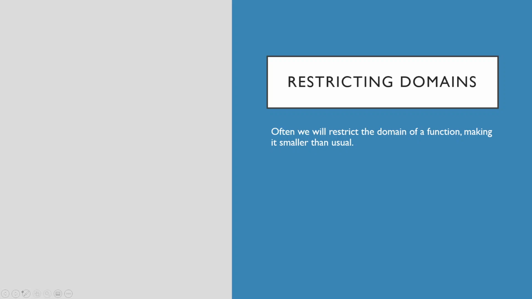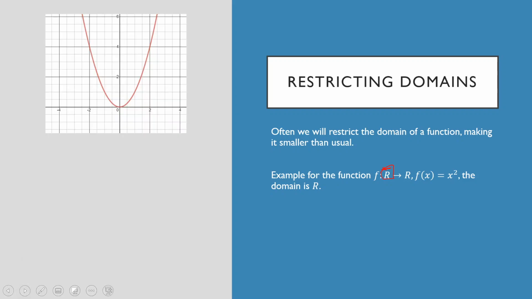Sometimes we want to restrict the domain ourselves rather than using the largest possible domain, which is what we call the implied domain. So here's an example. We've got the function f of x equals x squared, and according to the function definition in the notation, the domain would be all real numbers. If you were to sketch a graph of this function, it's just a normal parabola. The main thing to note is that the parabola goes on forever in both the positive and negative x directions because the domain is all real numbers, so you draw it forever.